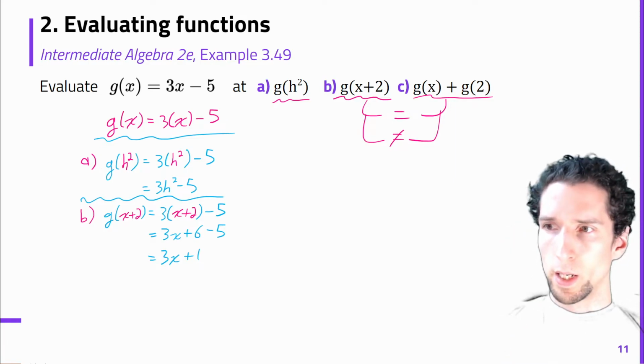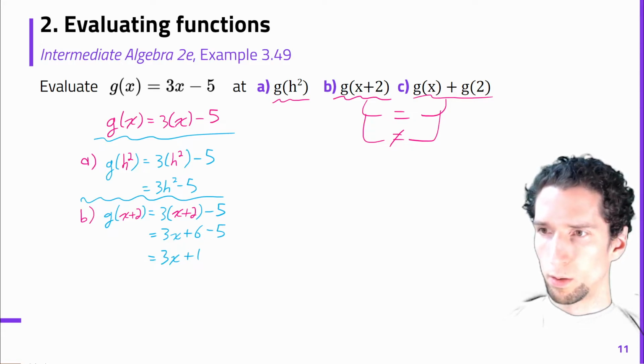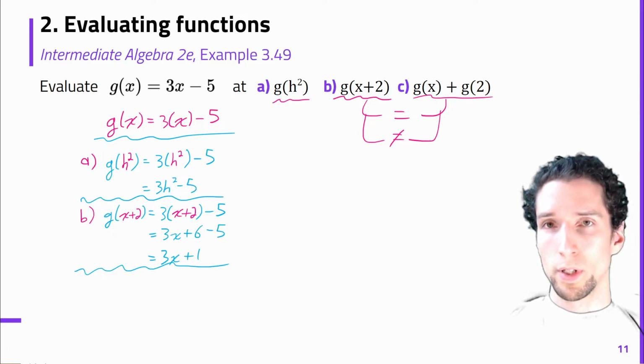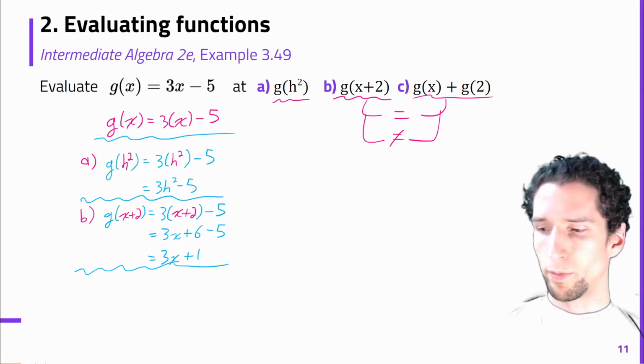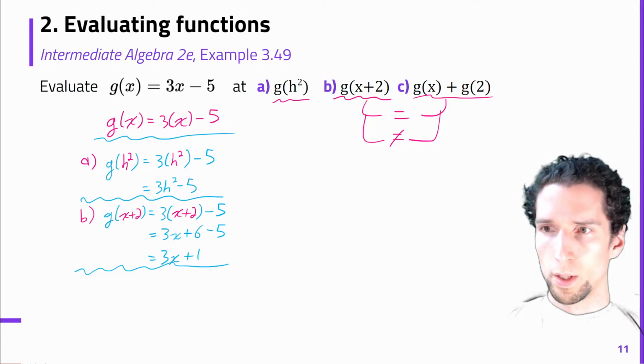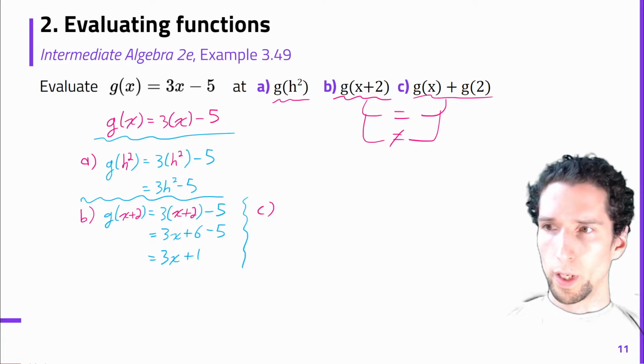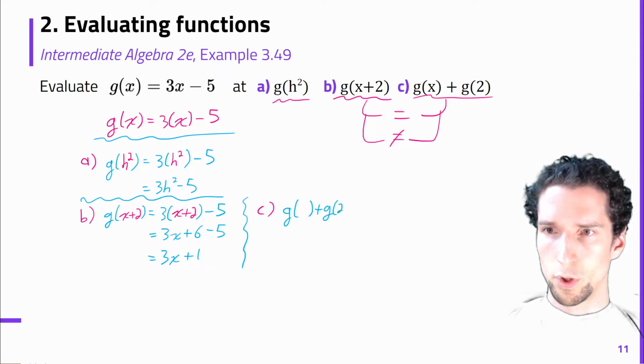Okay, and then our last one. So get your money in now. Do you think the result for C will be the same, or will it be different from part B here? So part C, we are doing g of x plus g of 2.